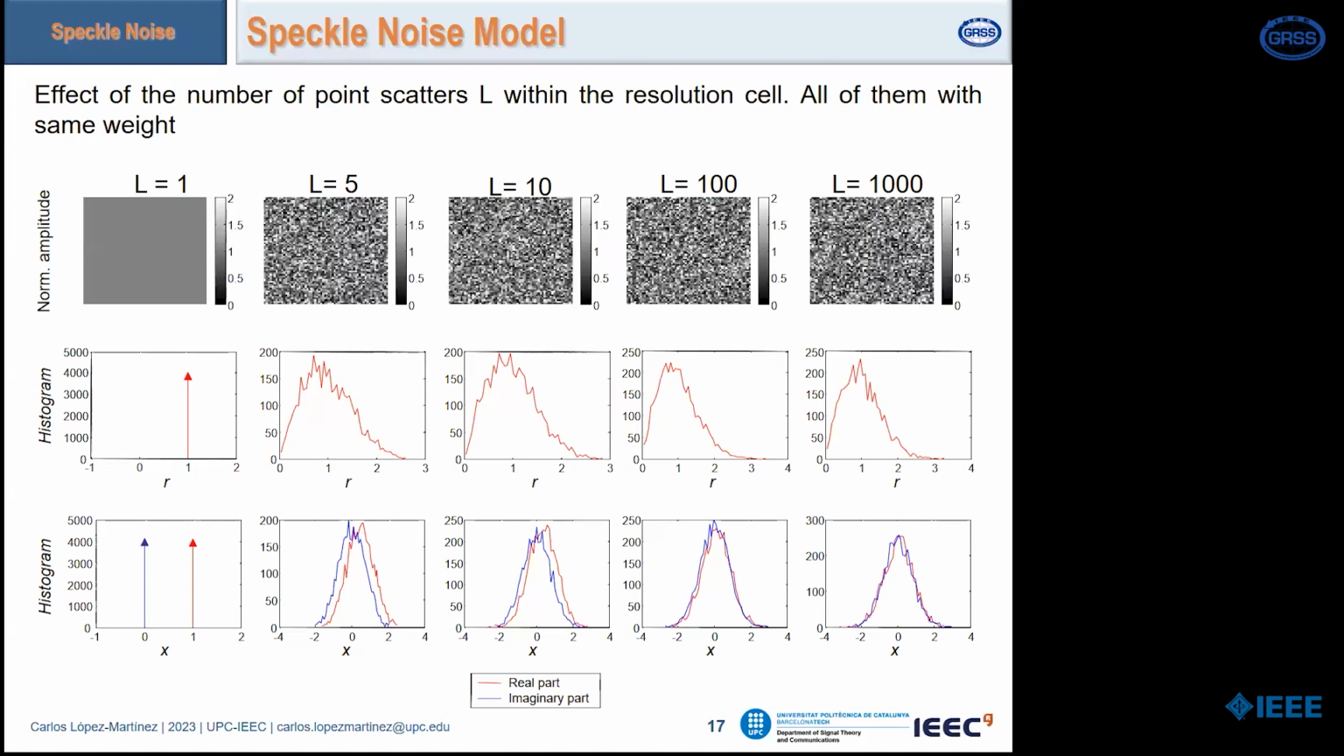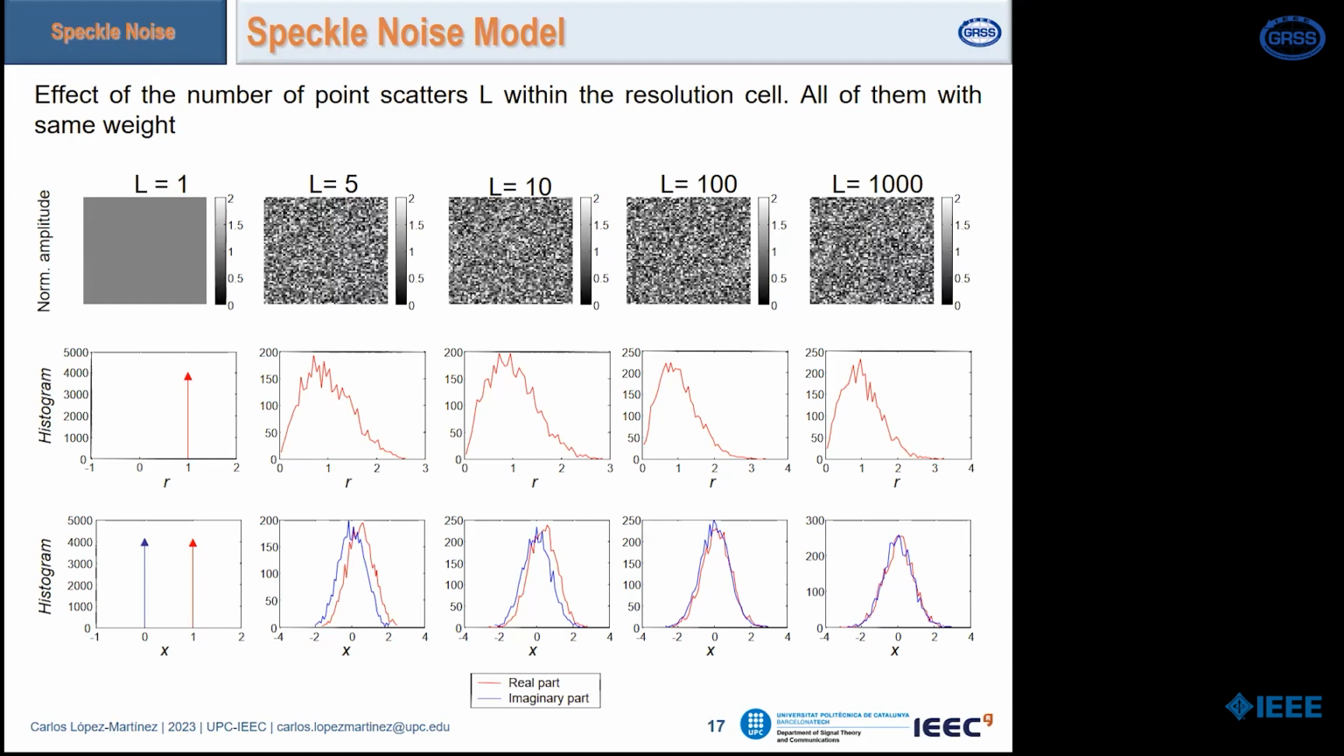Okay, which violates what I imposed before, because the Gaussian model is only true when I assume a large number of targets. So let's do the same. Let's go to 10, to 100, and 1000. Okay, so for 10 there is still a difference between the real and the imaginary part.